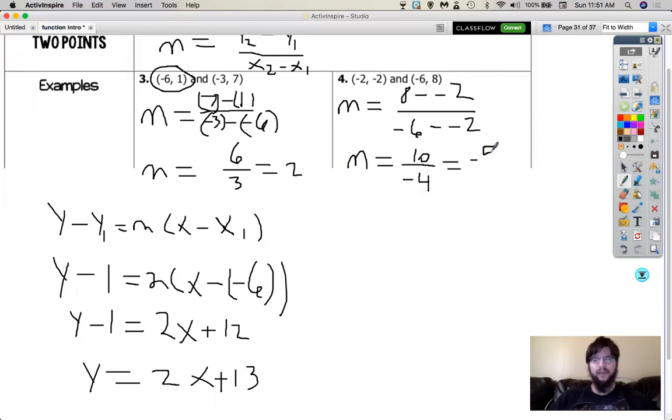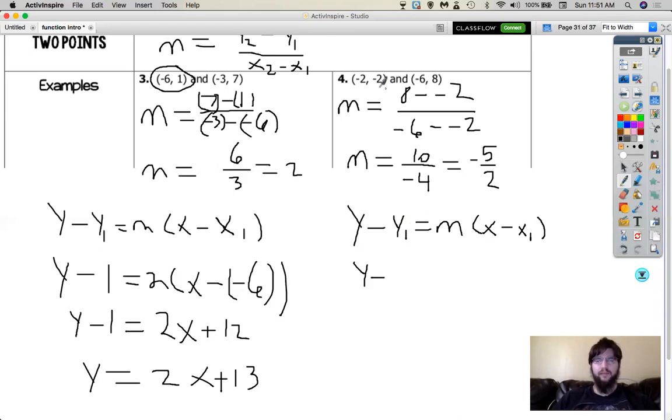Doesn't matter where you put the negative. Put it on the top, bottom, or in the middle. Does not matter. We do need to simplify it. So again, y minus y1 equals m times x minus x1. Plug it in, plug it in. Well, these are both negative 2, so I'll do that. Why not?